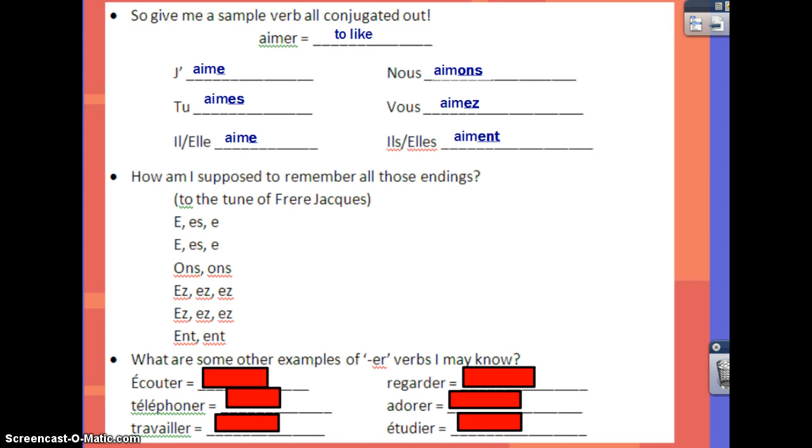You don't pronounce the ENT. You'll remember back in the fall, we talked about how there was a really cheesy song to memorize those endings. Again, the song itself has no meaning. It's just literally the endings in order according to the verb chart to a very annoying tune of Frère Jacques.